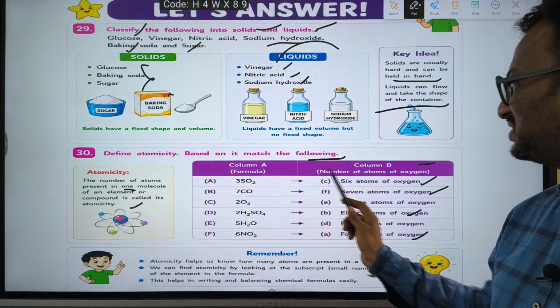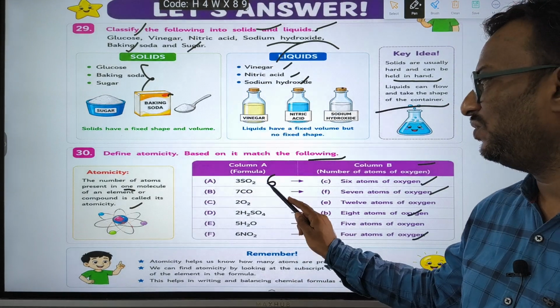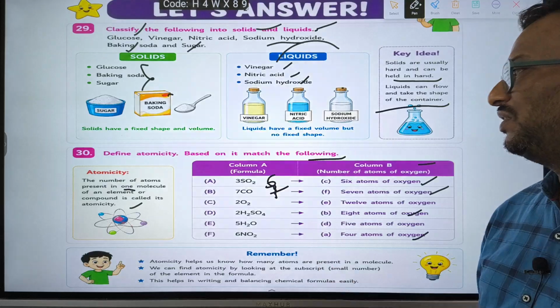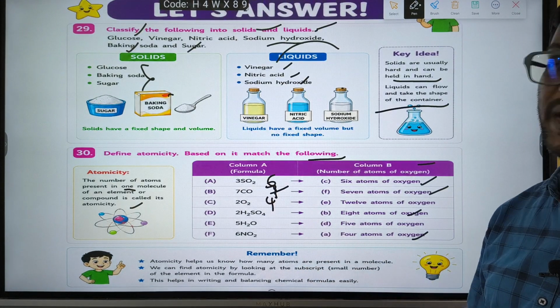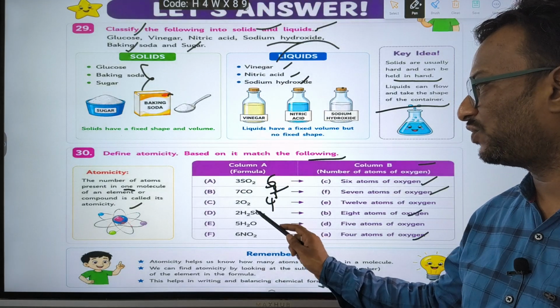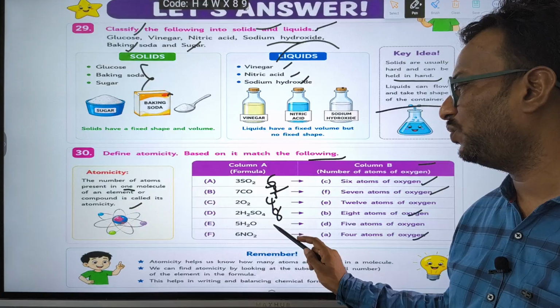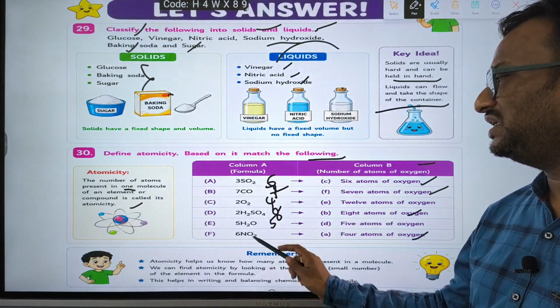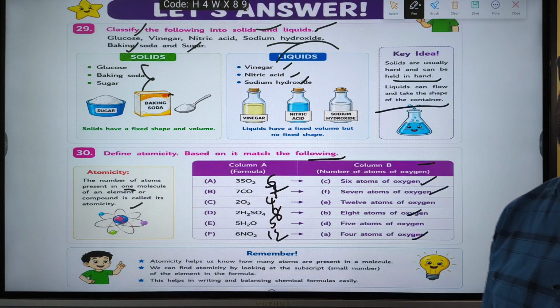So 3SO2, 6 oxygen atoms. In 7CO, 7 oxygen atoms. And in 2O2 we have 2 times 2 is 4. The coefficient should be multiplied with the subscript. In 2H2SO4, 2 times 4 is 8, and 5H2O, 5 into 1 is 5. 6NO2 is 12. Likewise the oxygen atoms are counted.